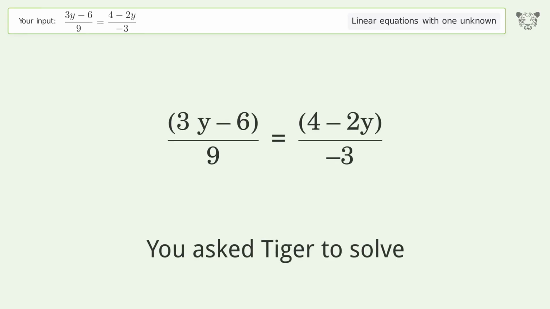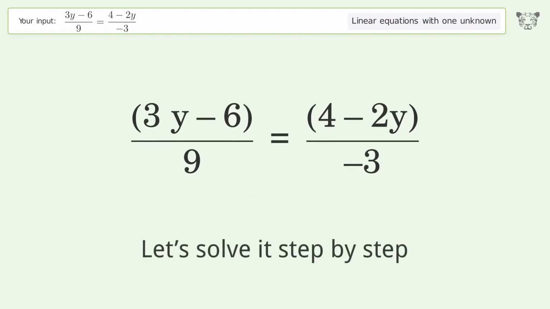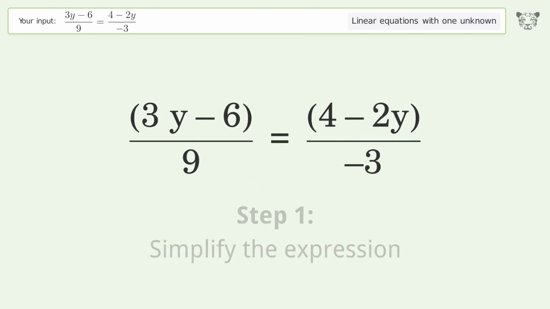You ask Tiger to solve this. This deals with linear equations with one unknown. The final result is y equals 2. Let's solve it step by step. Simplify the expression. Break up the fraction.